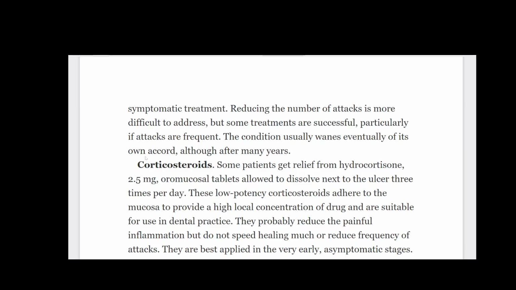Corticosteroids. Some patients get relief from hydrocortisone, 2.5 mg, oromucosal tablets allowed to dissolve next to the ulcer 3 times per day. These low-potency corticosteroids adhere to the mucosa to provide a high local concentration of drug and are suitable for use in dental practice.